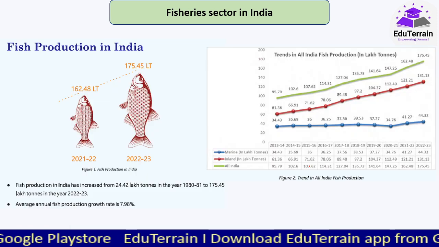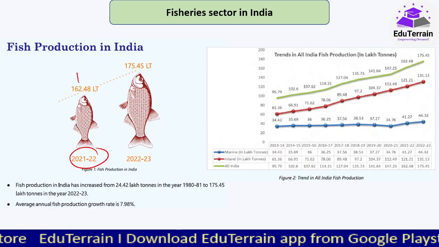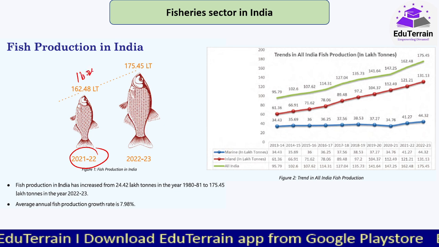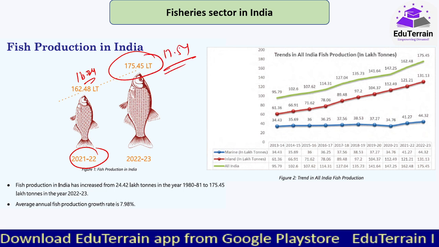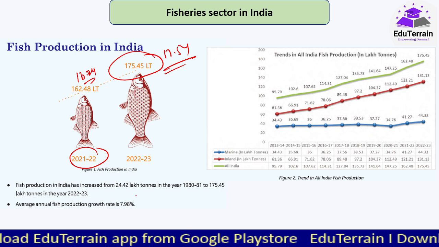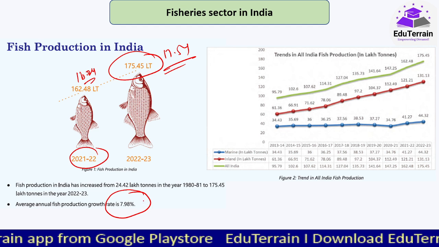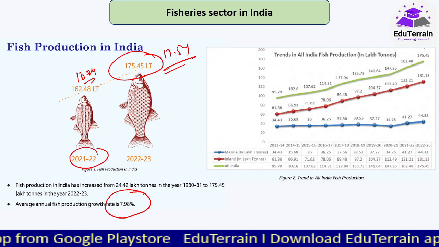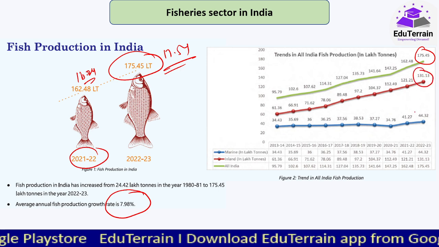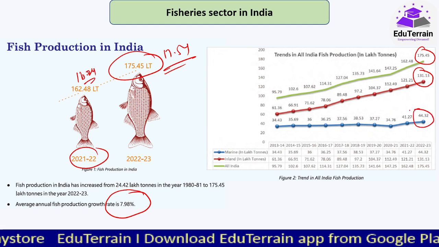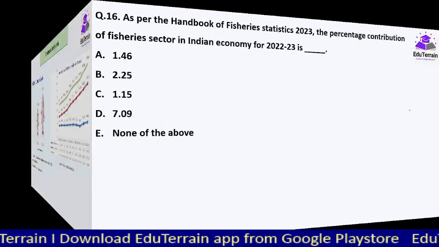And the gross value added stands at 2,88,526 crores currently, that is for this year. As you can see here, 2021-22 was 16.24 million metric tons, and now it is 17.54, very good growth actually. And the average annual fish production growth rate was 7.98%. So as you can see here, this is the total, this is the inland and this is the marine. 20 years back marine used to be on top, but now inland fish production has increased a lot.